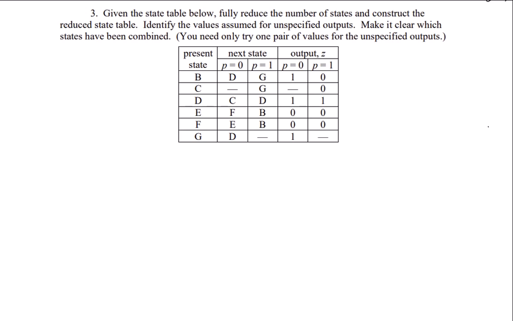Here we have an incompletely specified state table that we're supposed to reduce. Since it's incompletely specified, you can assume whatever you want, and you will get a different answer if you make different assumptions. That doesn't mean one is right and one is wrong. Just because you don't get the same answer as someone else doesn't mean that yours is wrong. You just have to say what it is that you're assuming.